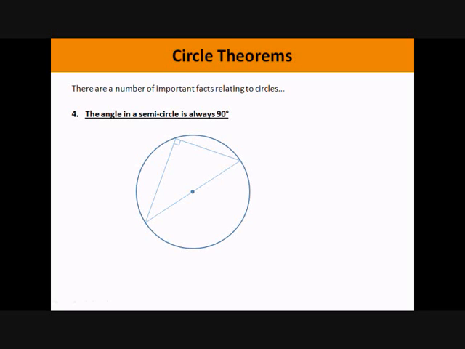But this is a specific case of that. If the 2 points happen to form the diameter of the circle, so that it splits it into 2 semicircles, then the angle you get on the edge is 90 degrees. Doesn't matter where you put it, it's always going to be 90 degrees.